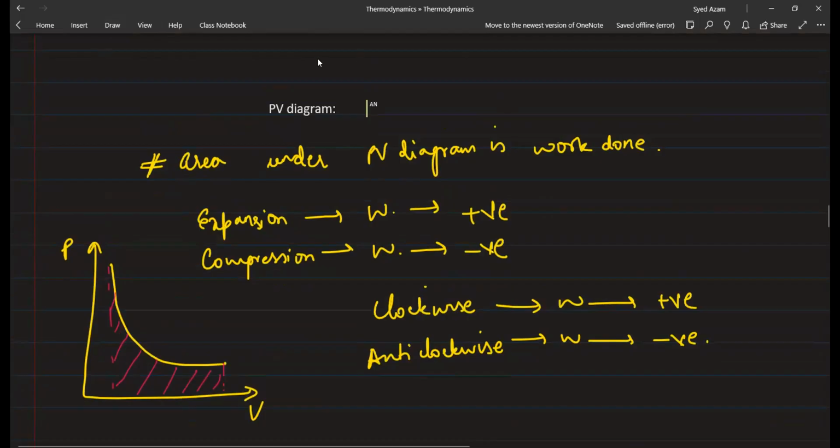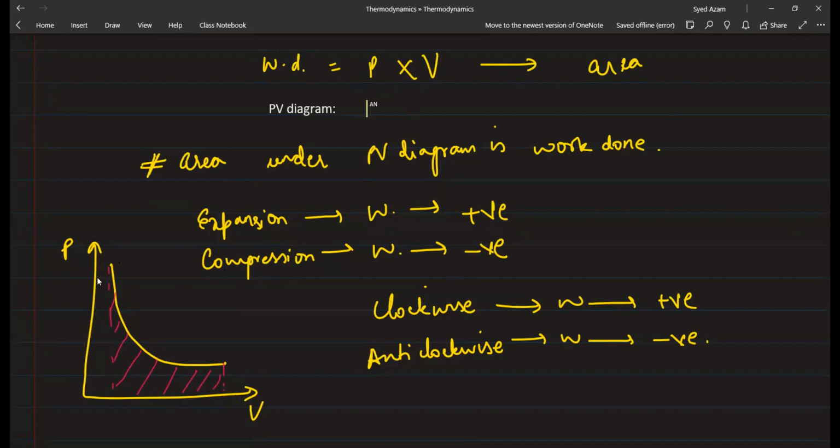Now, see, the work done is given by the area under the graph, because work done is pressure multiplied to the volume. No? So whenever you have multiplication, the third quantity is always given by the area. Now see, if there is expansion, work done will be positive. If there is compression, work done will be negative.